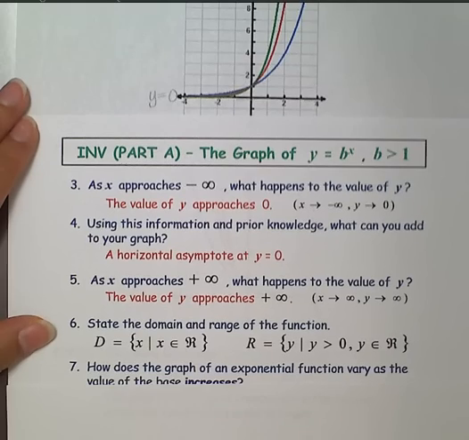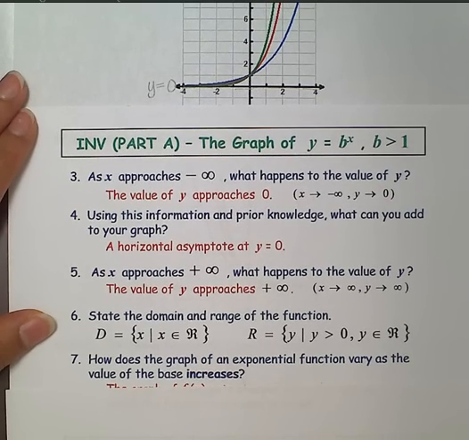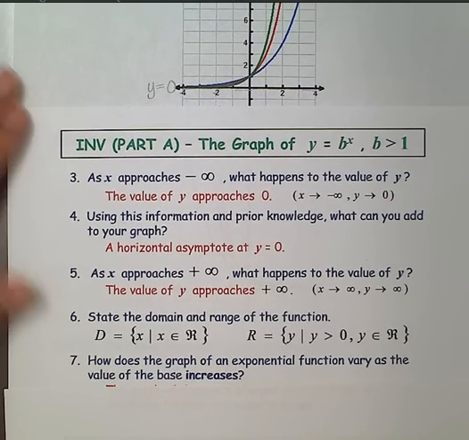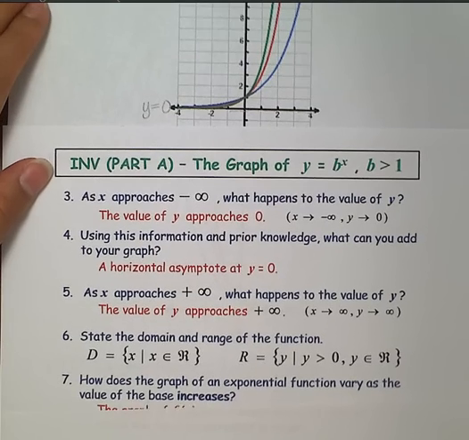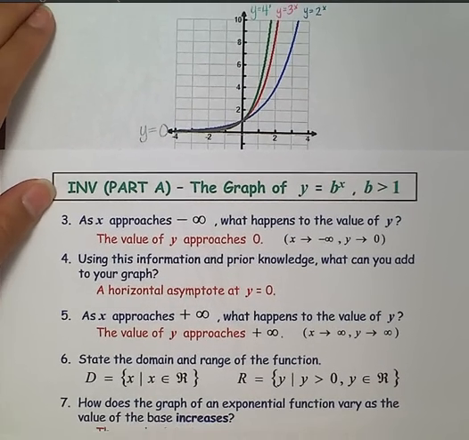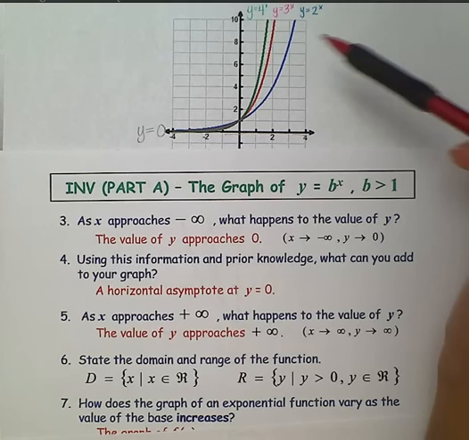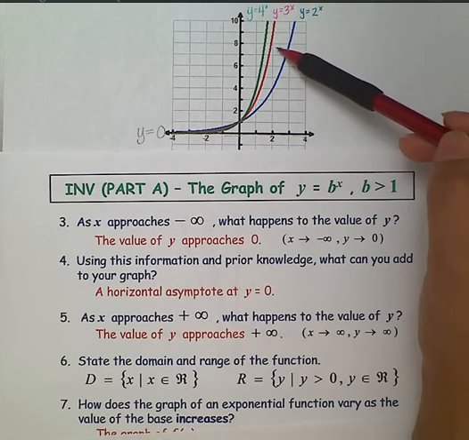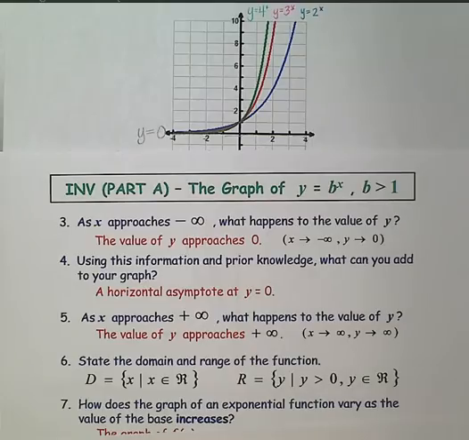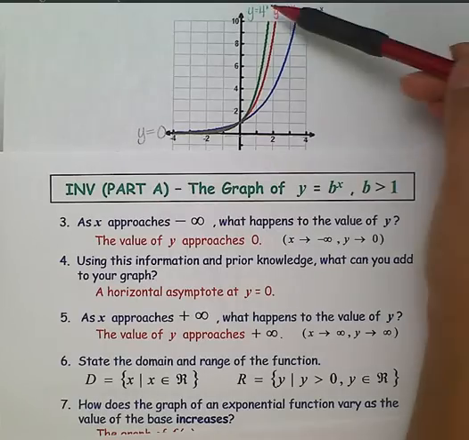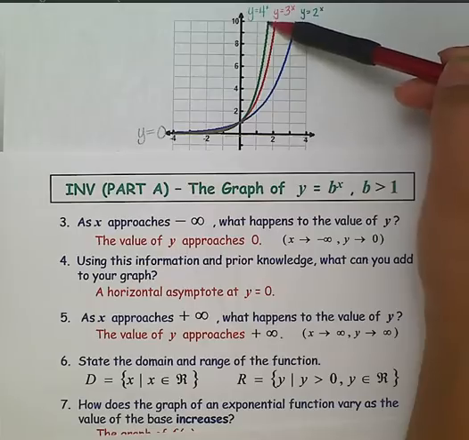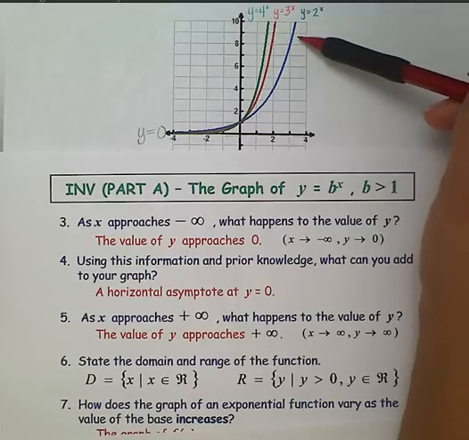The last part says, how does the graph of an exponential function vary as the value of the base increases? Let's take a look at the graph. Here are our three graphs: y equals 2 to the exponent x, 3 to the exponent x, and 4 to the exponent x. The graph seems to be getting steeper. I don't mean steeper like a linear function, but in the sense of how fast the graph is growing. It grows much faster for the green graph, y equals 4 to the exponent x, than for the blue graph, y equals 2 to the exponent x.